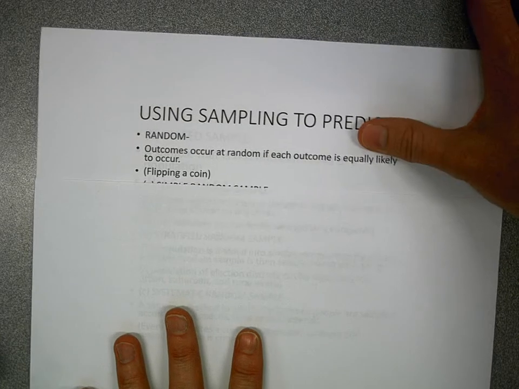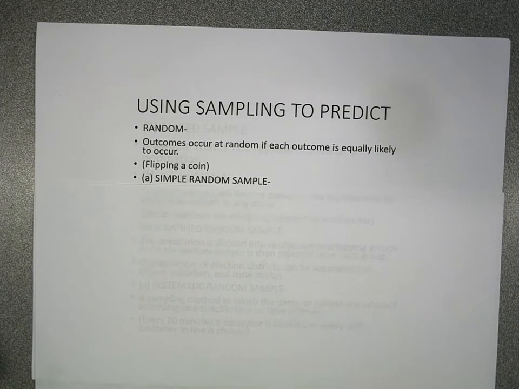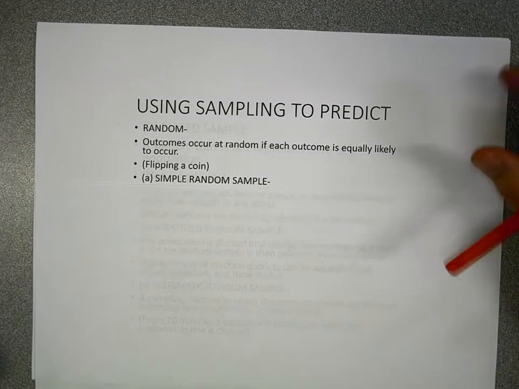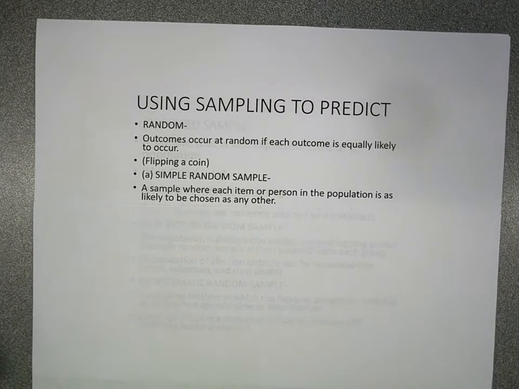Okay, so going on with unbiased sample, here we go. The first type of unbiased sample is a simple random sample. Everyone? Simple random sample. Okay. This is a sample where each item or person in the population is as likely to be chosen as any other. Now, for example, if you want to know what all 7th graders in the entire United States, what is their favorite video game?